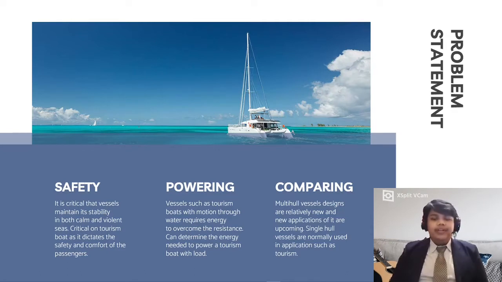Second is the powering of a boat or a vessel. Vessels such as tourism boats moving through water require energy to overcome the resistance, for example the force working against movement, with some using excessive energy sources to provide the necessary propulsive power to overcome this. Finding the resistance that is acting on the tourism boat will directly help to determine the energy needed to power the tourism boat of a specific hull with its numerous loads from passengers efficiently through calm waters.